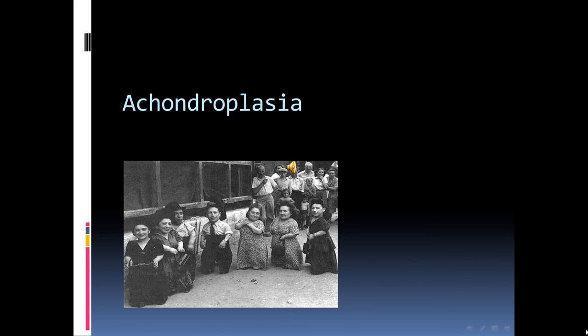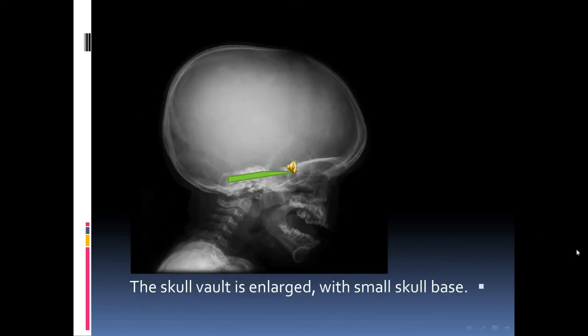A congenital abnormality we should know about is called achondroplasia. Achondroplasia, in fact, has many features that can be shown in the next slide. First of all, this lateral X-ray of a child who is a known case of achondroplasia, we can see that the abnormality is in the skull shape. The skull shape looks abnormal because the skull vault is enlarged and there is a small skull base. The green line shows us the area of the skull base, which is relatively small in regard to the other part of the skull.